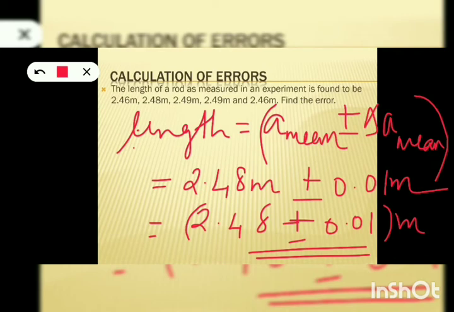It means that the length of the rod can vary between 2.48 minus 0.01 and 2.48 plus 0.01. That means there can be a variation of plus or minus 0.01 meter in the measured value or in the actual value of the rod.